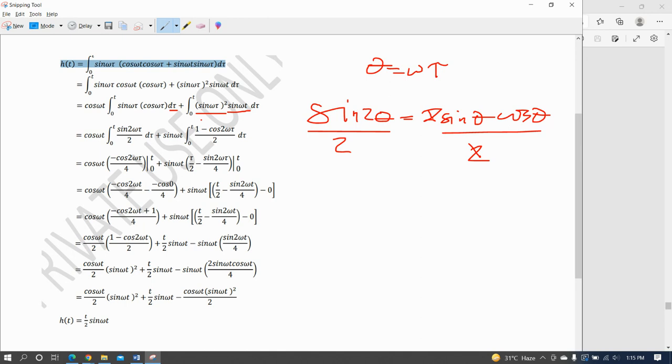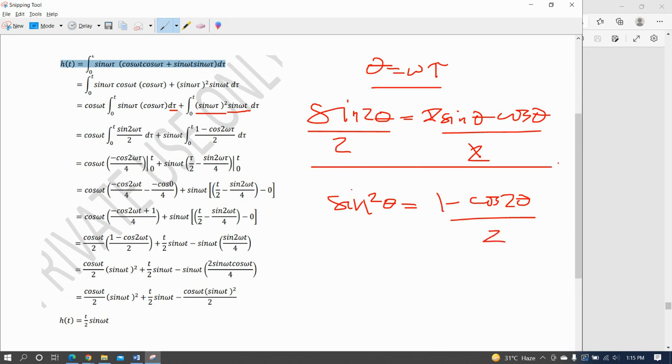Okay? So, this is also an identity. Meron tayong identity na sine squared theta, where theta is omega tau, is simply equal to 1 minus cosine 2 theta over 2. So, identity po yan. Ito, identity, and then this one is another identity. Okay? So, ito na yung function natin which is now integrable. Since pwede na siyang i-integrate, na natin.